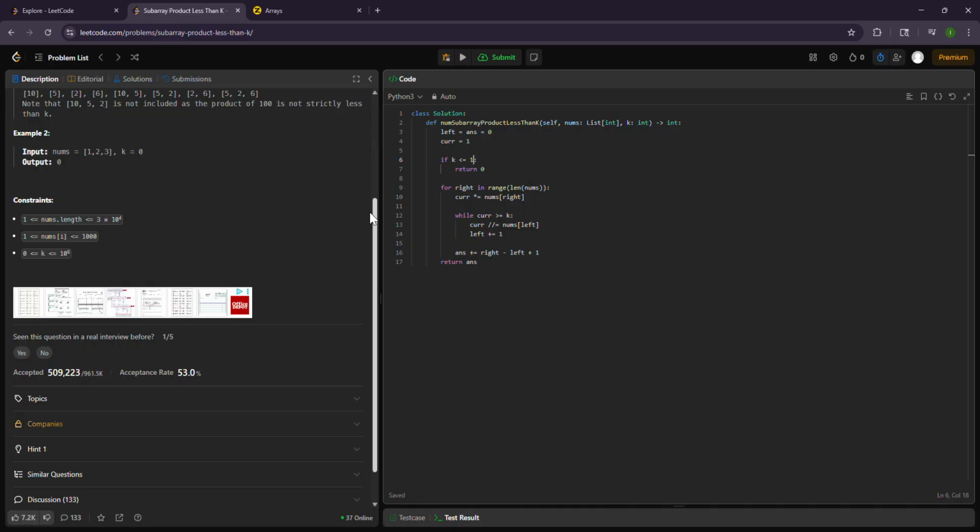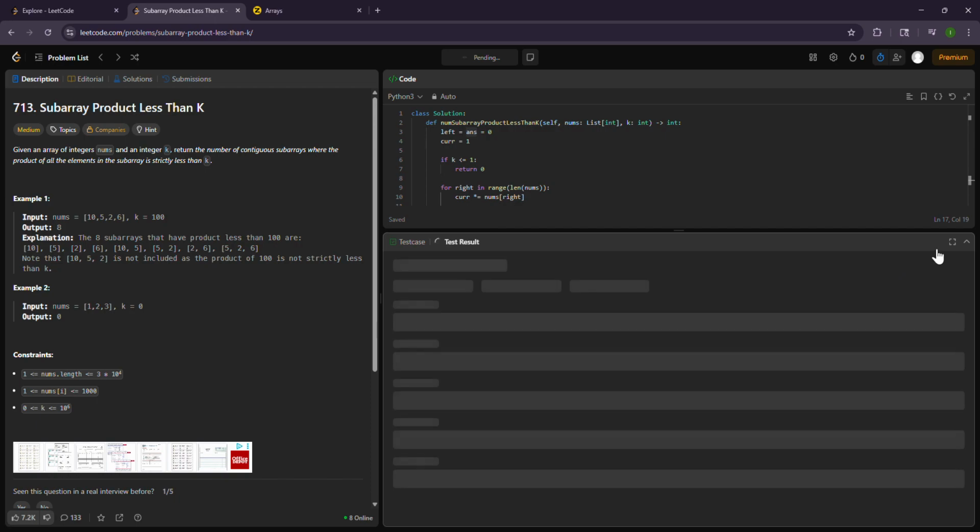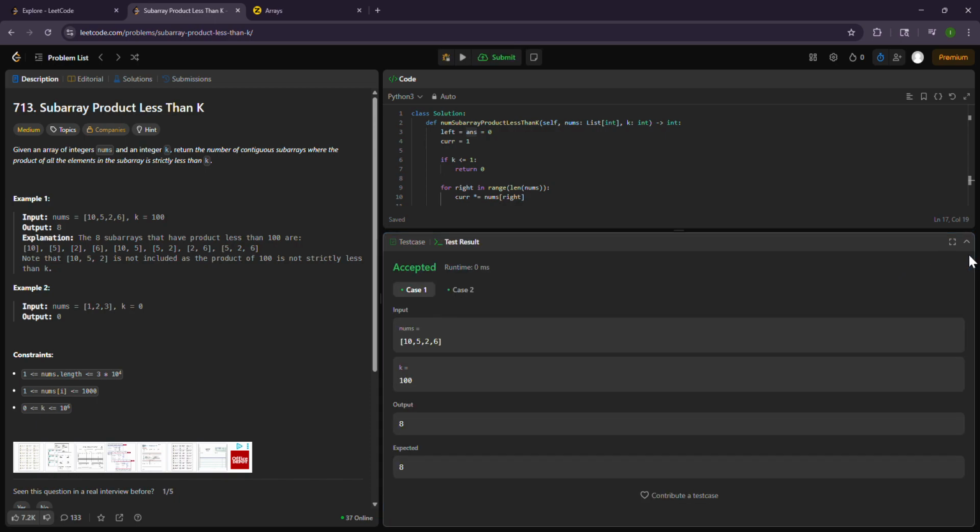There's no subarray that will give us a product less than k. It could give us a product equal to k, but that is not what we want. It will not give us a product less than k. So when we write this, we run it, it is accepted. So let's try to submit this.